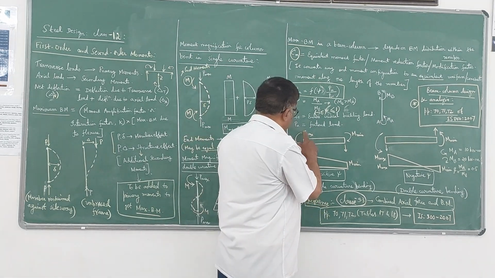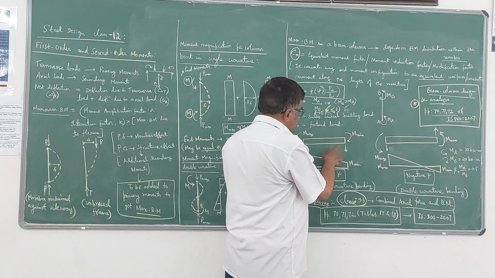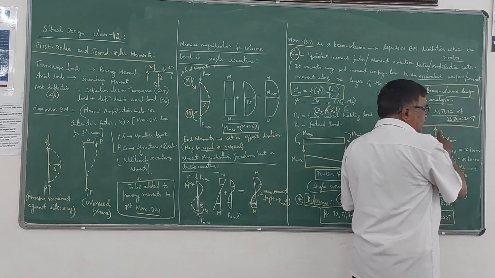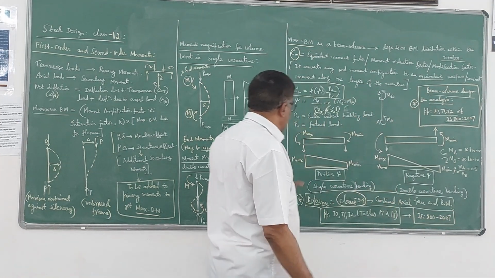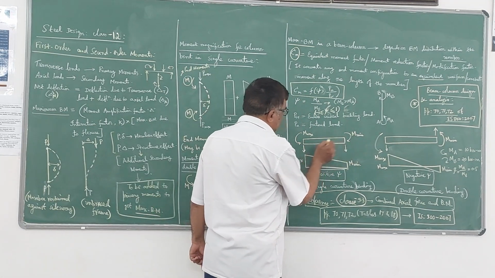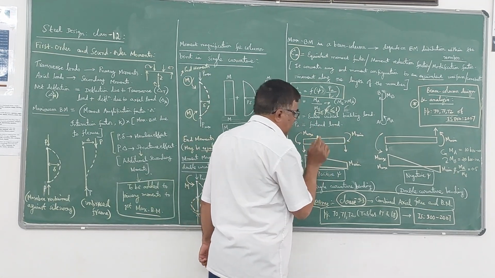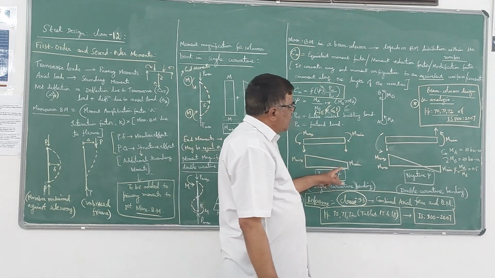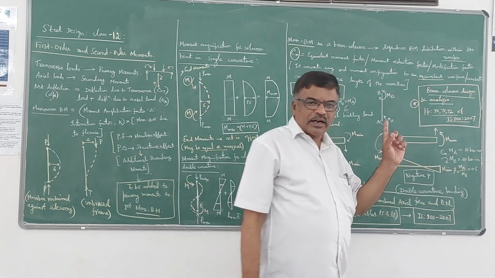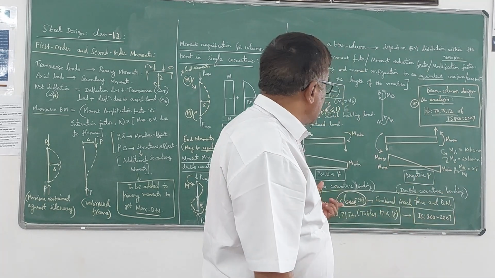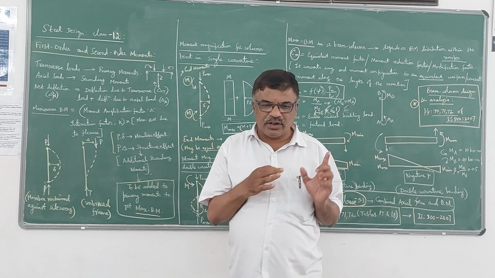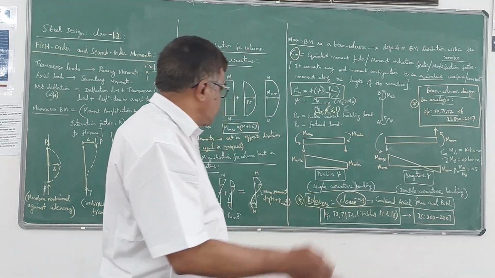So psi is positive if they act in different directions. Psi is negative if they act in the same direction. You have to understand that. If one is clockwise, the other is anti-clockwise, irrespective of the ends, then the psi value is positive. If both are clockwise or both are anti-clockwise, then the psi value has to be taken as negative. These things we are going to use in the design procedure.